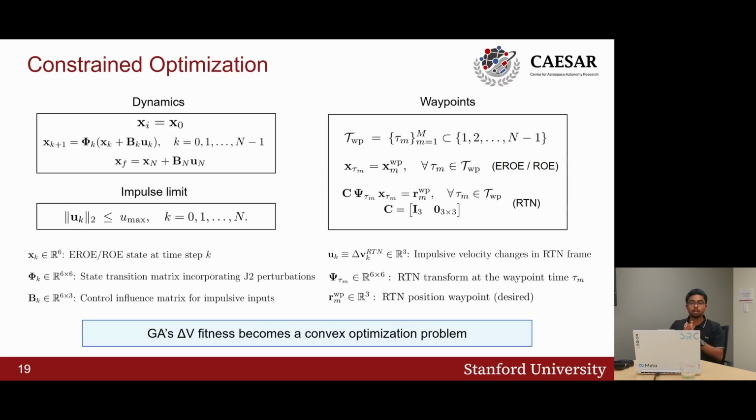So when you're evaluating the chromosome, which already captures the non-convexity, you're left with the things which are either affine or convex. So dynamics and waypoints, both of them are affine, and over here you have a convex function. And therefore, the second fitness evaluation becomes a convex optimization problem. So that makes it very, very convenient.